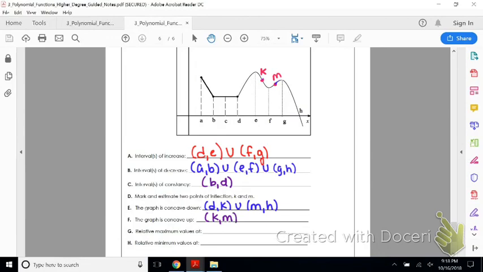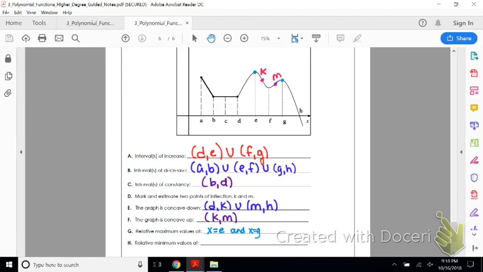And it wants to know relative maximum values. Remember, that's our hilltops. I have a hilltop up here at x equals E, and right there at x equals G. So relative maximum values are at, remember at means x equals, so we said it was E and x equals G.